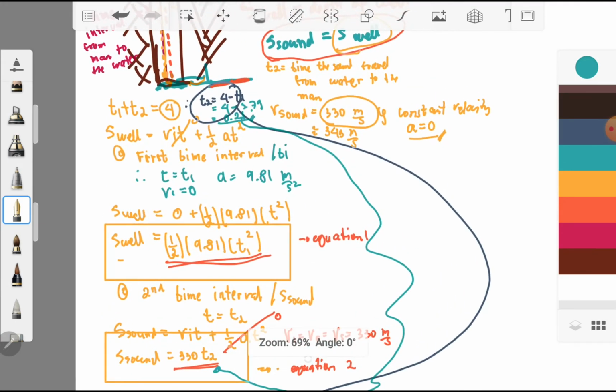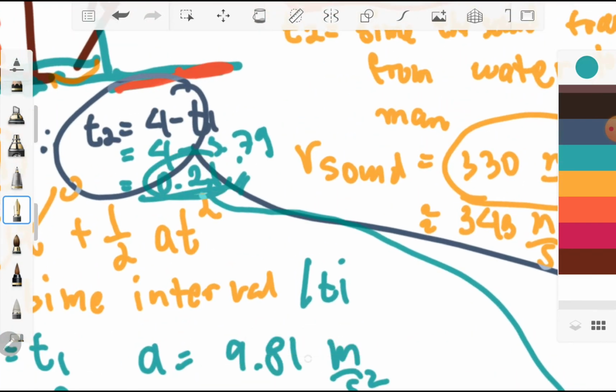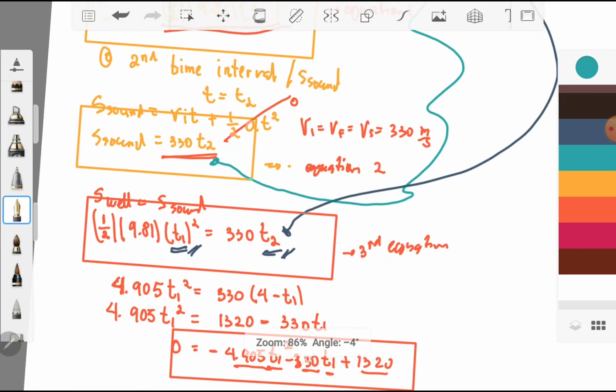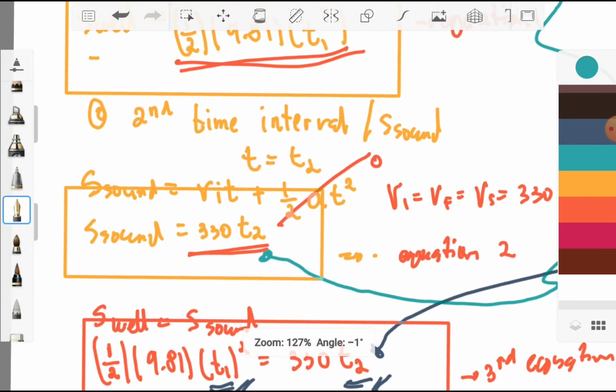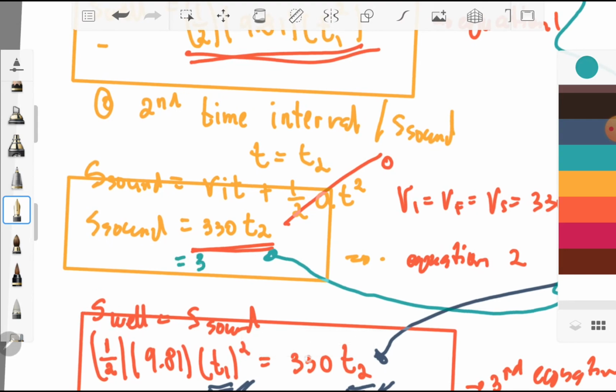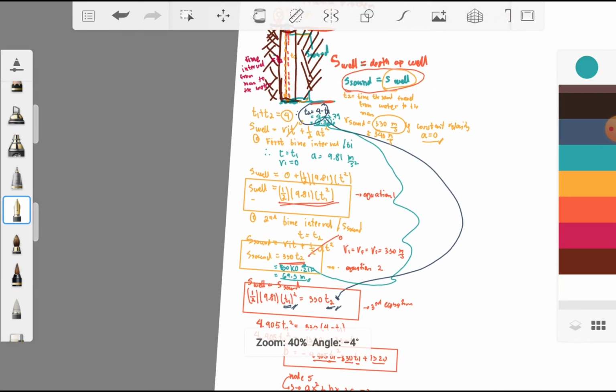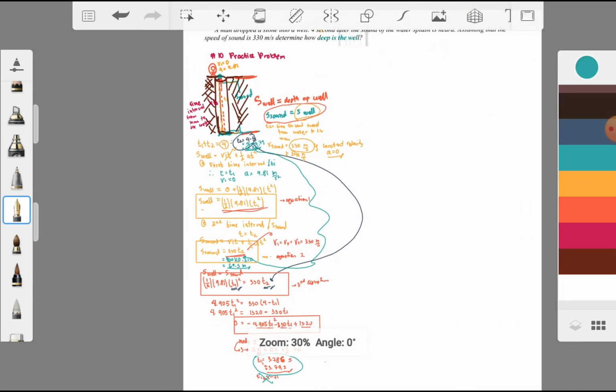Okay, solving for S sound, take note that our T2 was 0.21. So therefore, S sound is equal to 330 multiplied by 0.21 seconds, so that's meters per second. You will see that it is equal to 69.3 meters. That would be our answer for S.